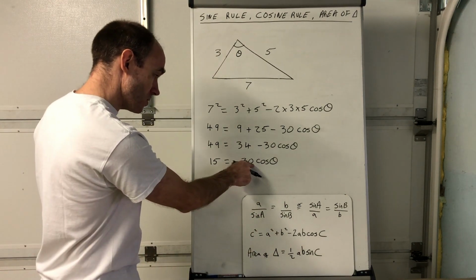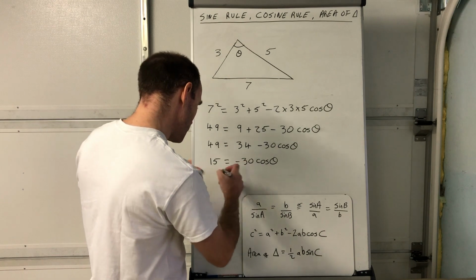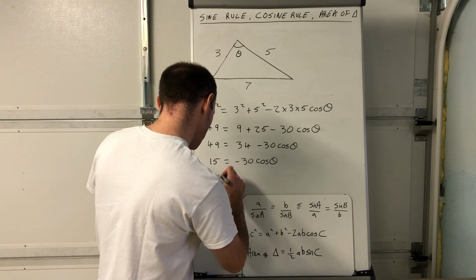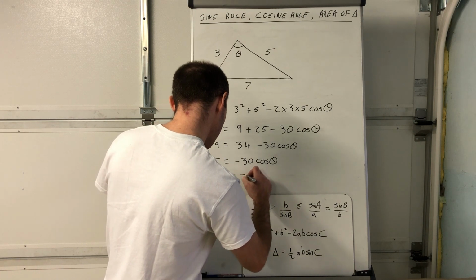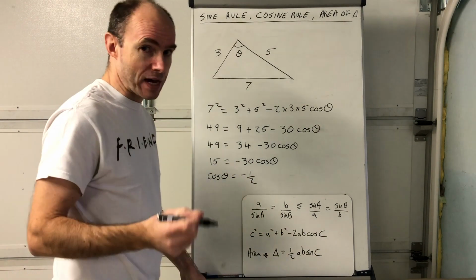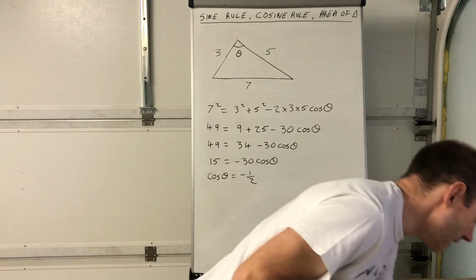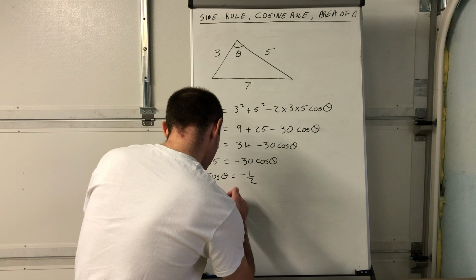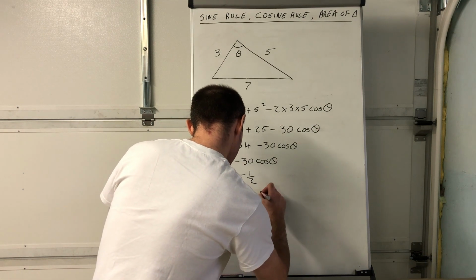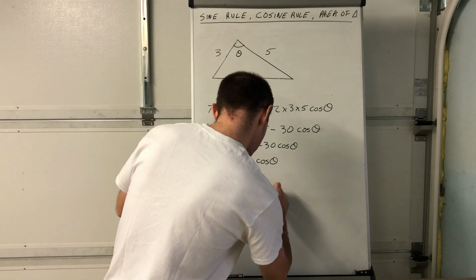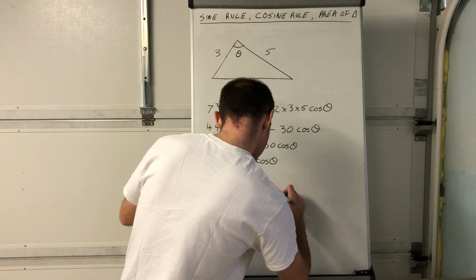So next thing to do is just divide by negative 30. So 15 over negative 30, that's negative 1/2. I'm going to write it as cosine theta is equal to negative 1/2. Okay, so you got down to that line. Next, you want to do the inverse cosine. Okay, inverse cosine is written like this, cosine with the negative 1 there, similar to what I explained with the inverse sine. And you write it as inverse cosine of negative 1/2.